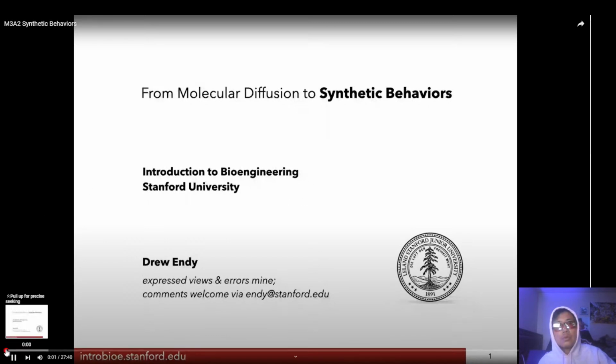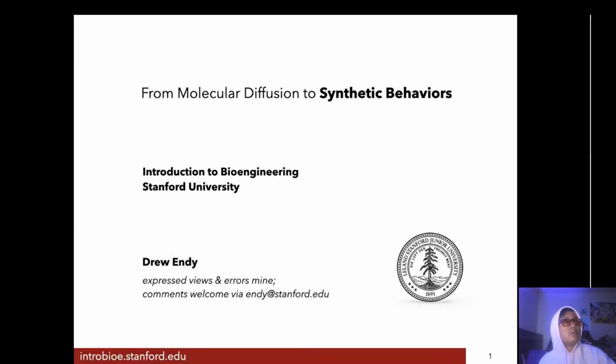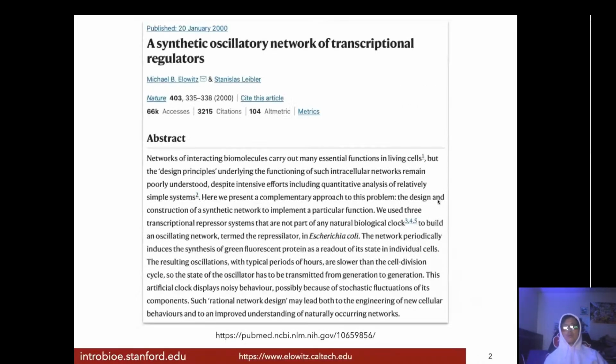We've just learned about molecular diffusion, and now we're going to see how it applies in bioengineering. Can we sculpt and shape and program synthetic behaviors? So let's get into it, see what we can do. Remember, in the first week of the material for bioengineering, we were talking about reading papers. So let's use that tool real quick.